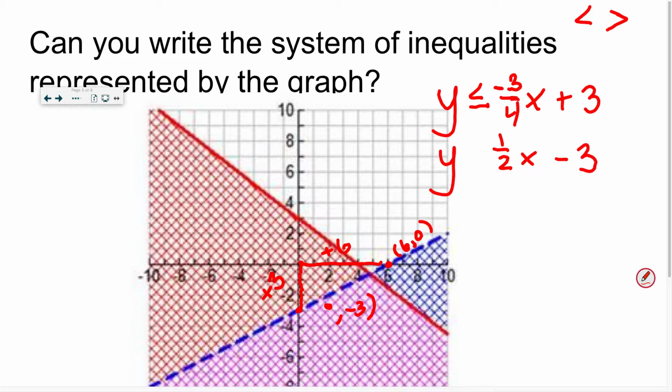Okay. So when x is 2, the y is negative 3. So we have 1/2 times 2 as a whole, good, and then minus 3, which is negative 2. So now we have negative 3 and negative 2. Is negative 3 less than negative 2, or is negative 3 greater than negative 2? Less than. Good. So we know that that's our symbol.